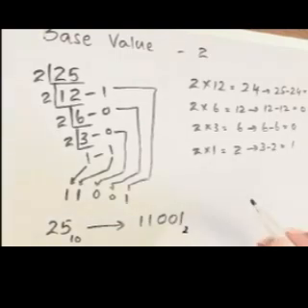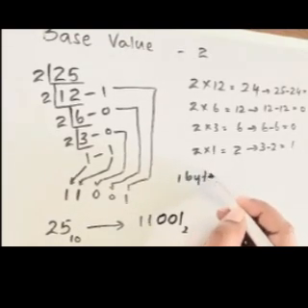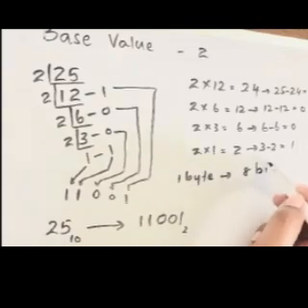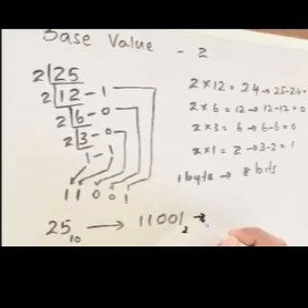But normally we say 1 byte consists of 8 bits. So we can convert this into an 8-bit binary number. When I convert this into an 8-bit binary number, I'm going to count from this corner: 1, 2, 3, 4, 5, 6, 7, 8. So now I am going to put zeros to the front until it becomes 8 bits. So this is the binary equivalent of decimal 25.